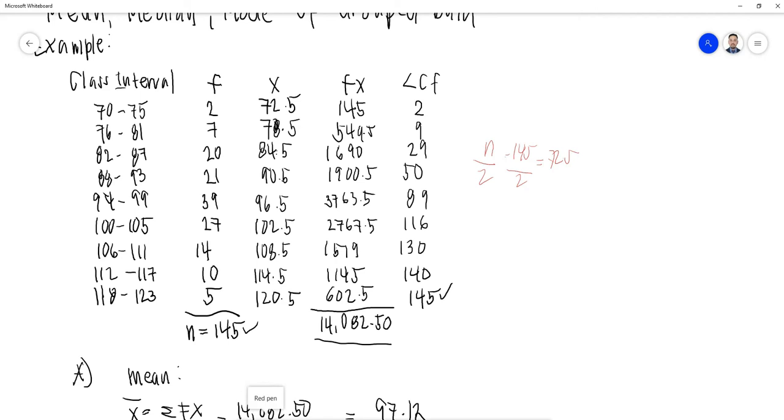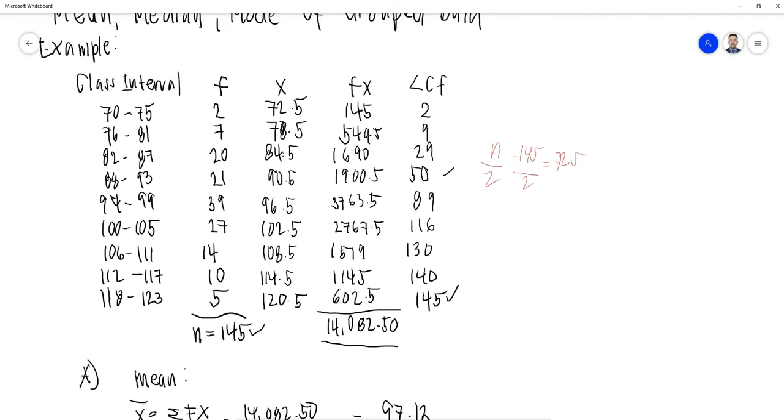72.5 is located here in the less than cumulative frequency between the 51st and the 89th number. We will choose the next higher interval, which is 89. Therefore, this is the median class. We will get its lower boundary by subtracting 0.5. 94 minus 0.5 is 93.5. This will be our lower boundary.